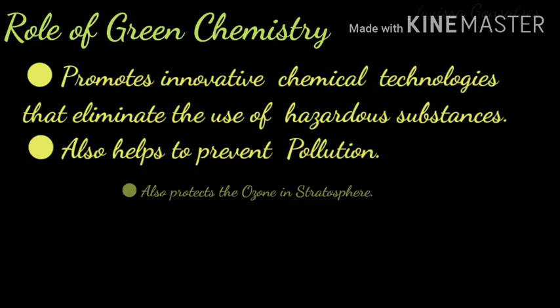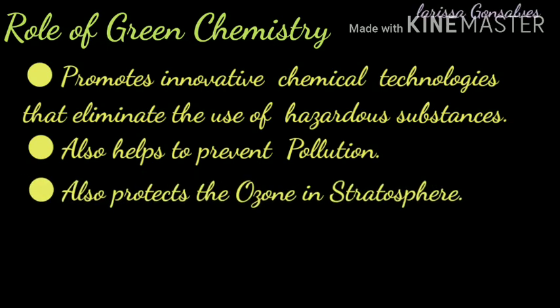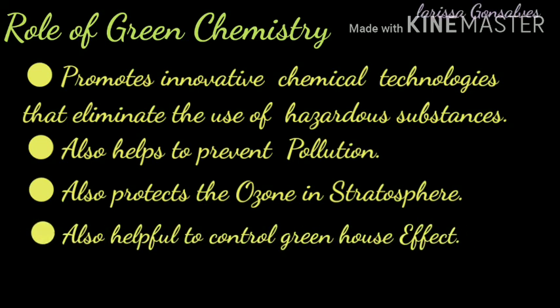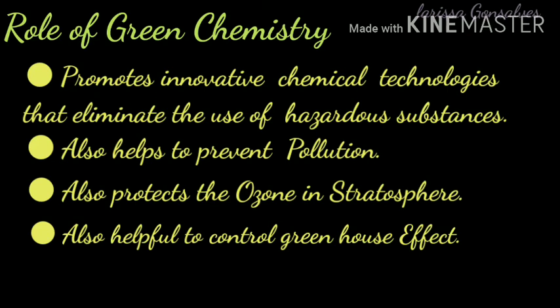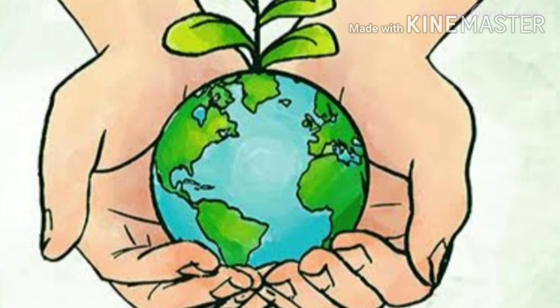Green chemistry also helps to protect the ozone present in the stratosphere, which is very much essential for the survival of living beings. It is also helpful to control the greenhouse effect, that is global warming. So right now, the green chemistry revolution is beginning and it is an exciting challenge for chemists involved in the manufacturing and use of chemical products. By incorporating the 12 principles of green chemistry, we should save our environment and earth.